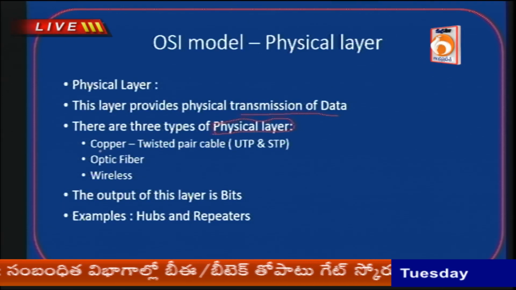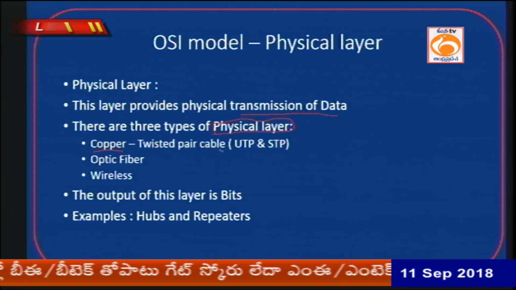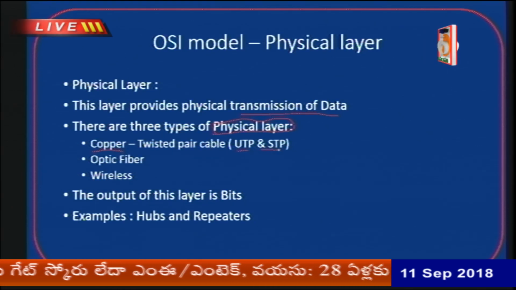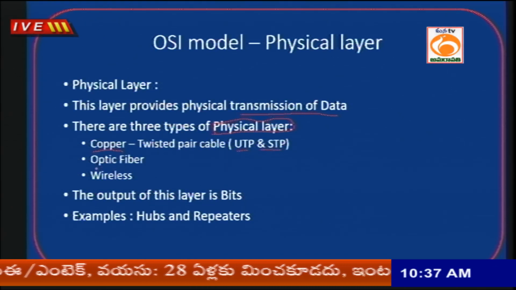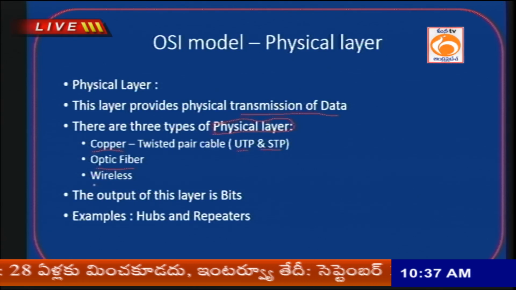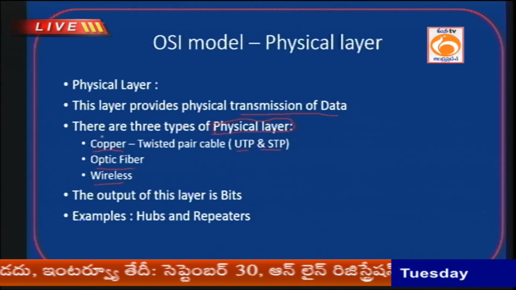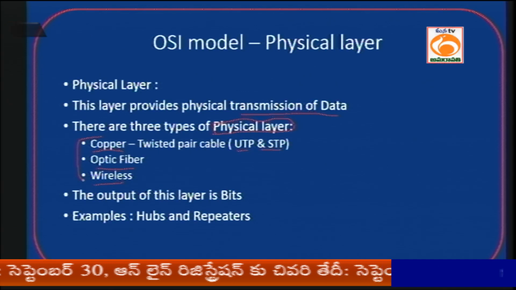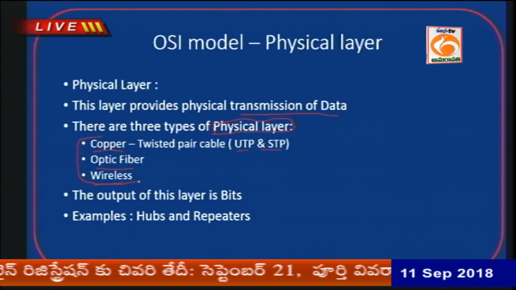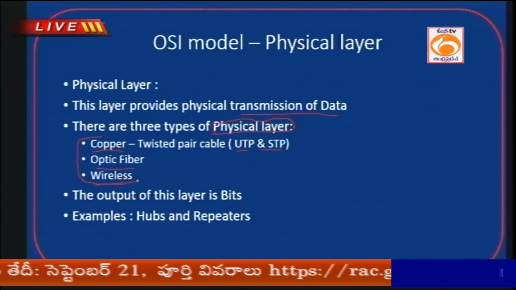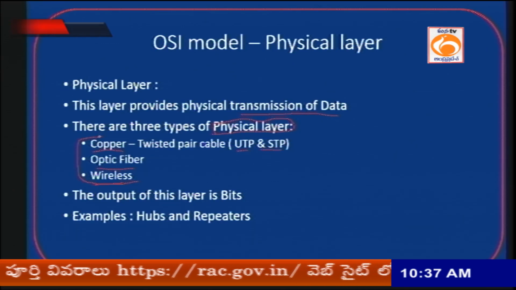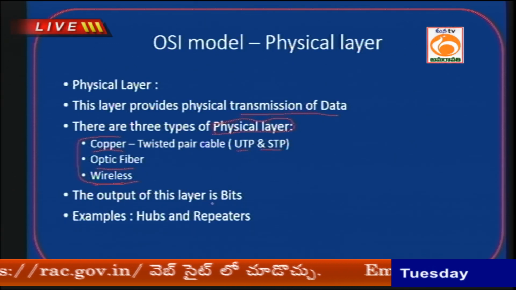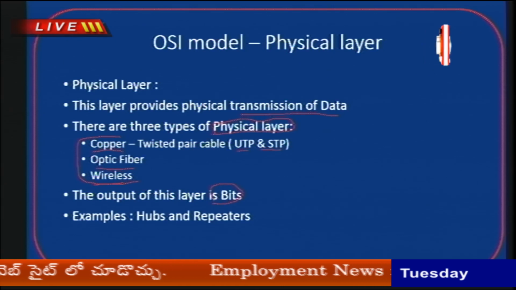We have copper wire connectivity, in the form of UTP cable or STP cable, or fiber optic cable, and also wireless. These are the three different physical media that are available for connecting the various network devices in the network. And the output of this layer is called bits.